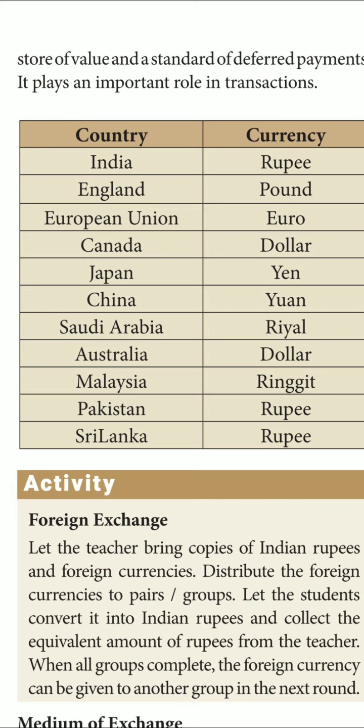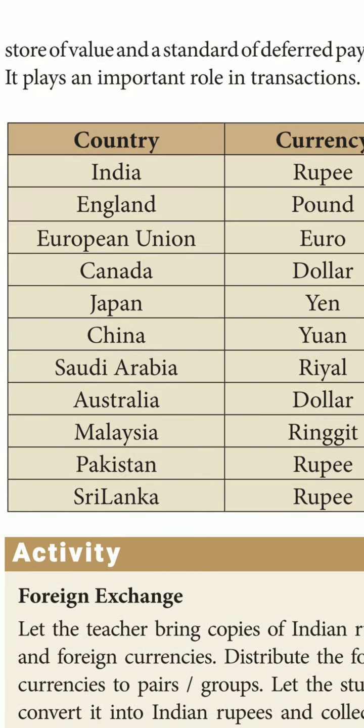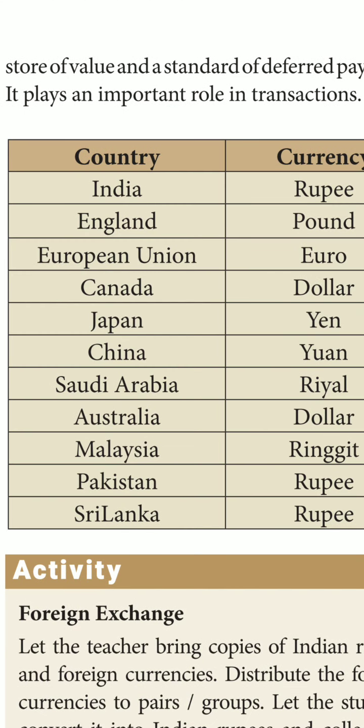First one, foreign exchange. For example, see the country and the currency; different countries have been given different currencies. In India, the currency is named rupee. England, pound. European Union, euro. Canada, dollar. Japan, yen. China, yuan. Saudi Arabia, riyal. Australia, dollar. Malaysia, ringgit. Pakistan, rupee. And Sri Lanka also rupee.